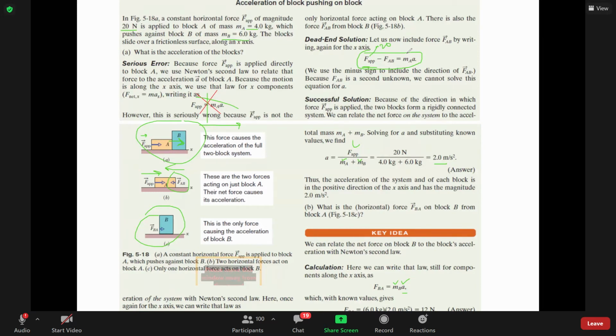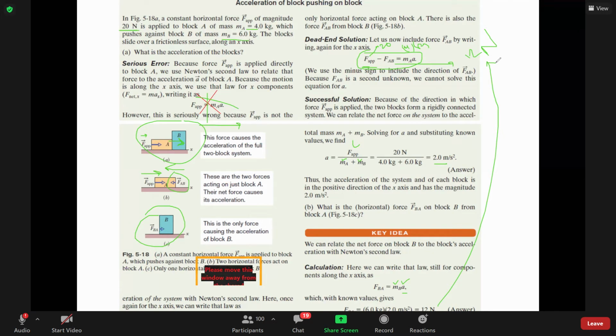And what is the mass of A? Mass of A is 4. And what is the acceleration? Is 2. So can we know now, take this to the other side, F_AB will equal to what? 12 Newton, which is equal to this force. So here we proved from this example that the force on A due to B is equal to the force on B due to A.